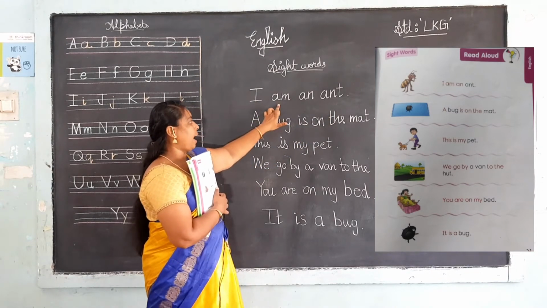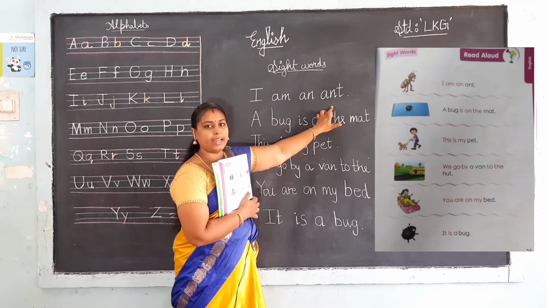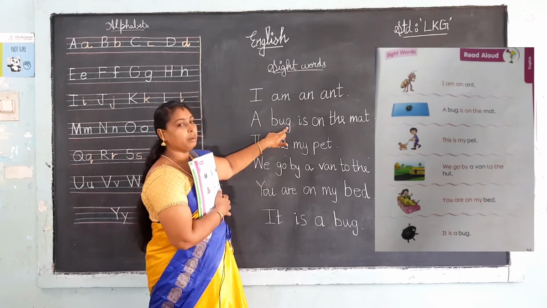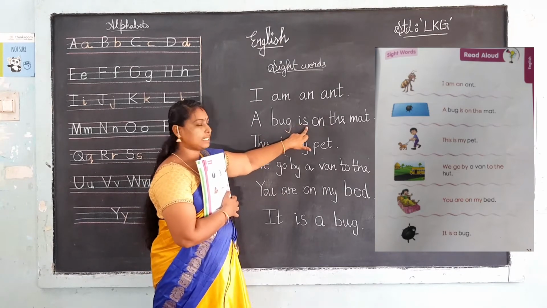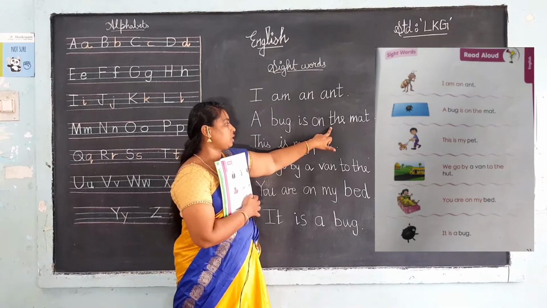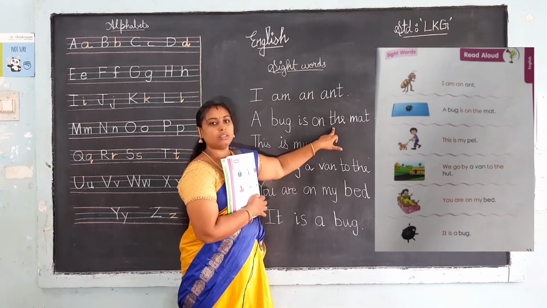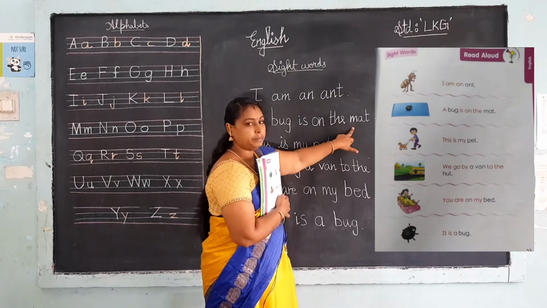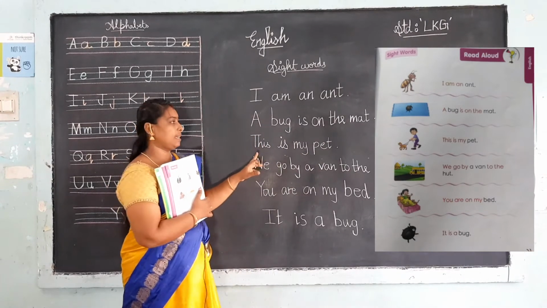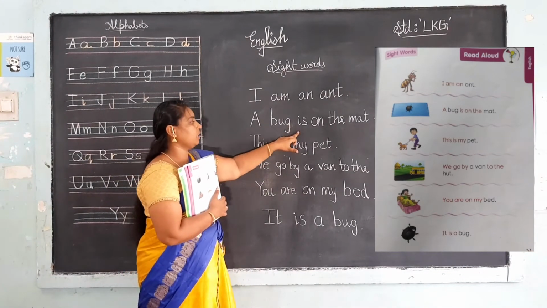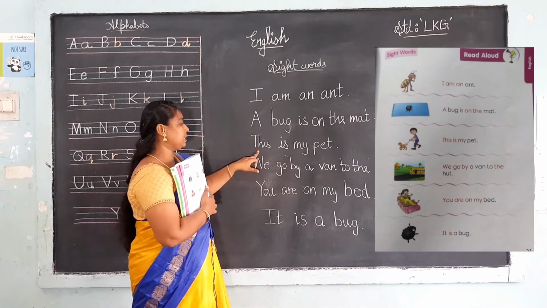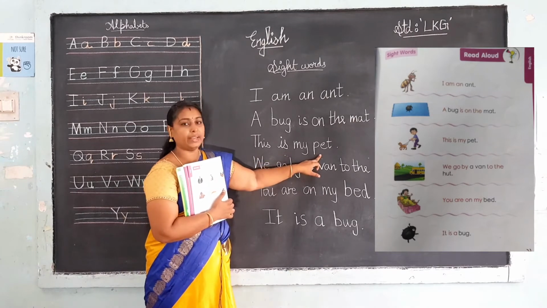I am an ant. A bug. Bug. Is. On. Mat. Like this you want to read the sentence. A bug is on the mat. The next one. This is my pet.